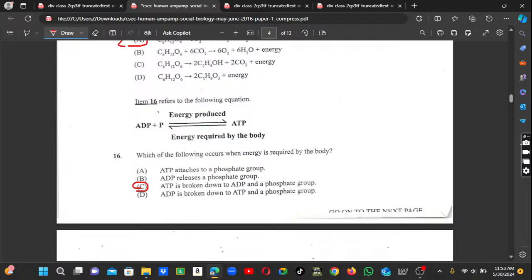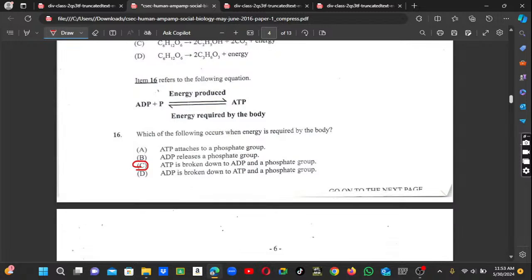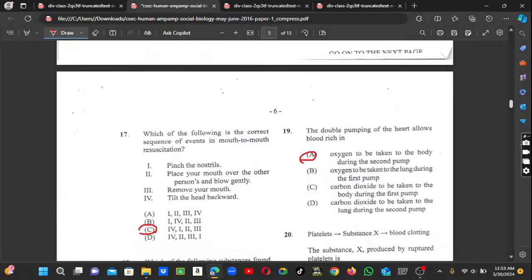Alright, so the answer would be C for number 16, guys. I won't be explaining too much since the time is going. I'm sorry, guys, I have to go really fast. I will just give the answers, guys. I can't do much explanation today since the time is going.